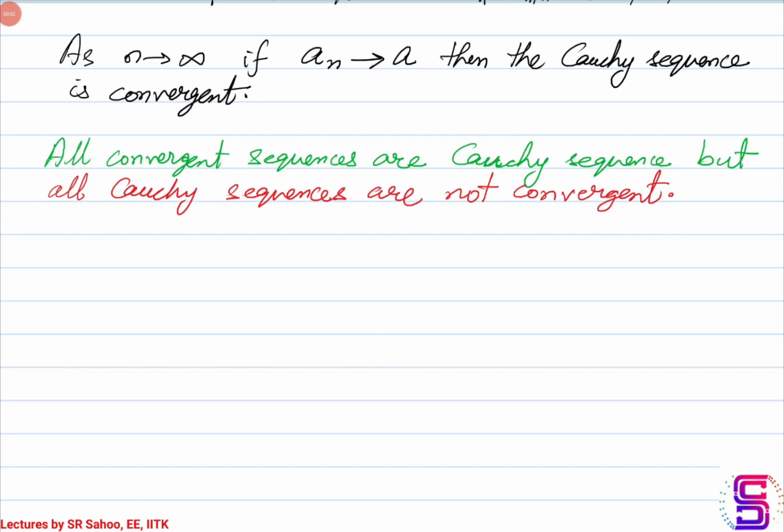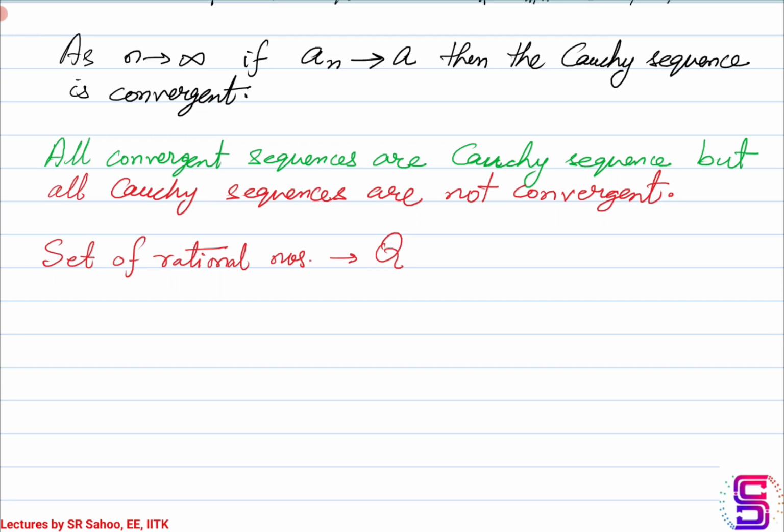For example, consider the set of rational numbers. We'll denote it with Q. This is the set of rational numbers.